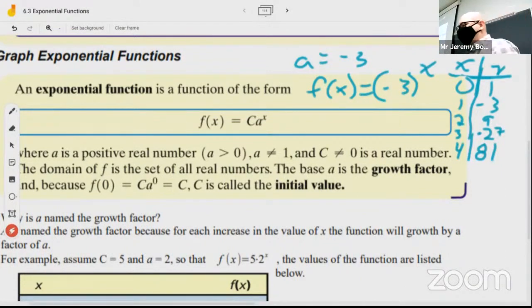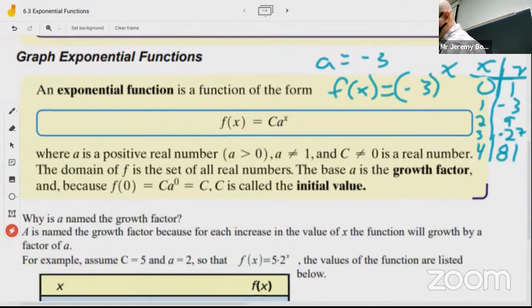And one thing I forgot to say, and I keep wanting to say it, but I realize I haven't introduced it up here. What do y'all think we call that a in an exponential function? Anybody know?